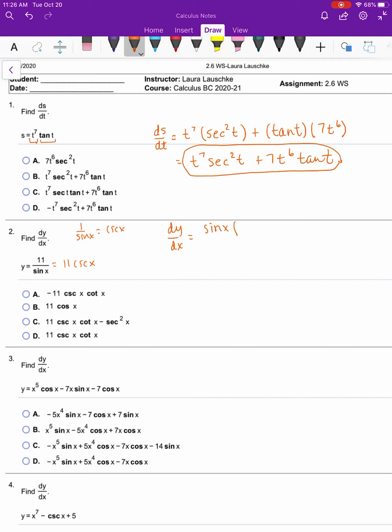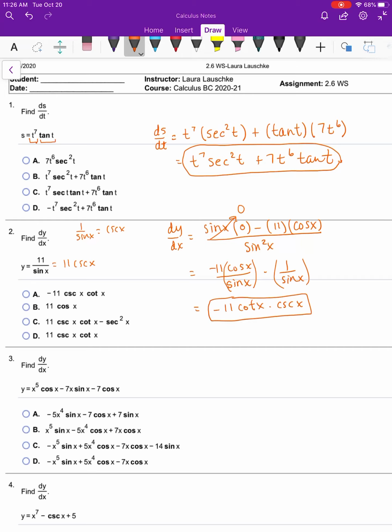Well, the derivative of a constant is 0 minus high d low over the square of what's below. And of course, this goes to 0, negative 11 cosine x divided by sine squared. And typically what we do here is we make this like this. So negative 11, this right here is cotangent x, and this is cosecant x, right? So typically that's what we're looking for.